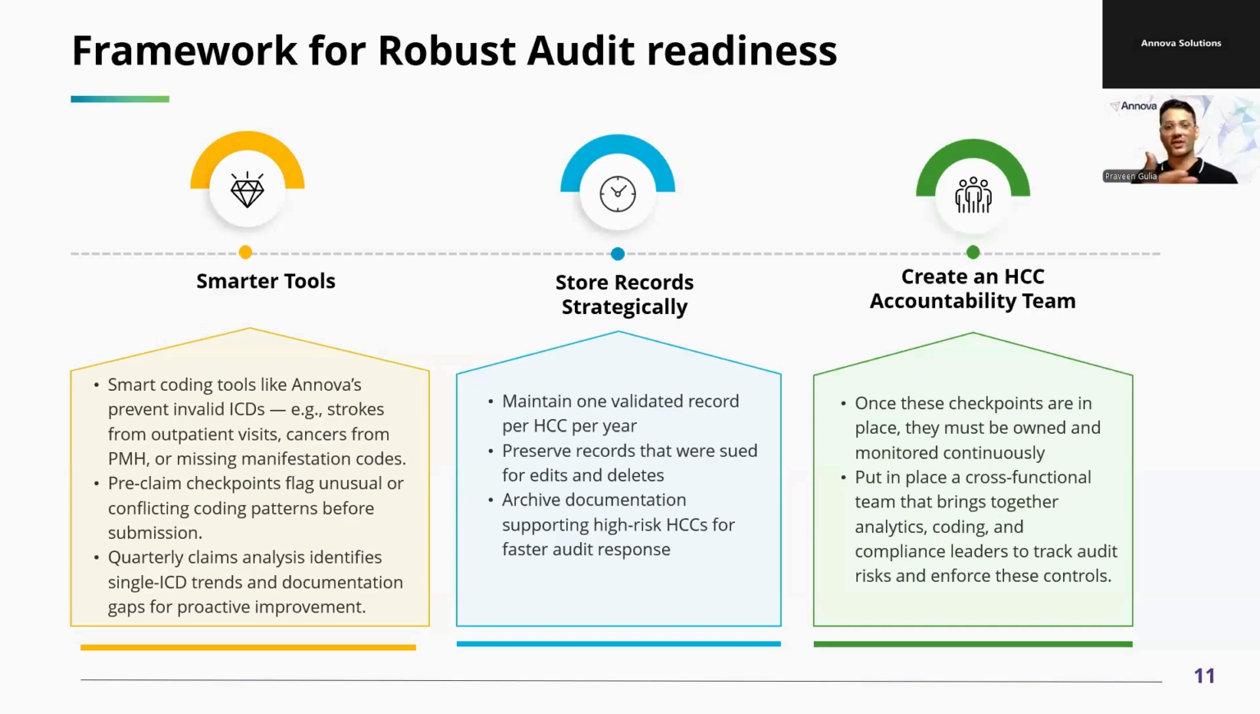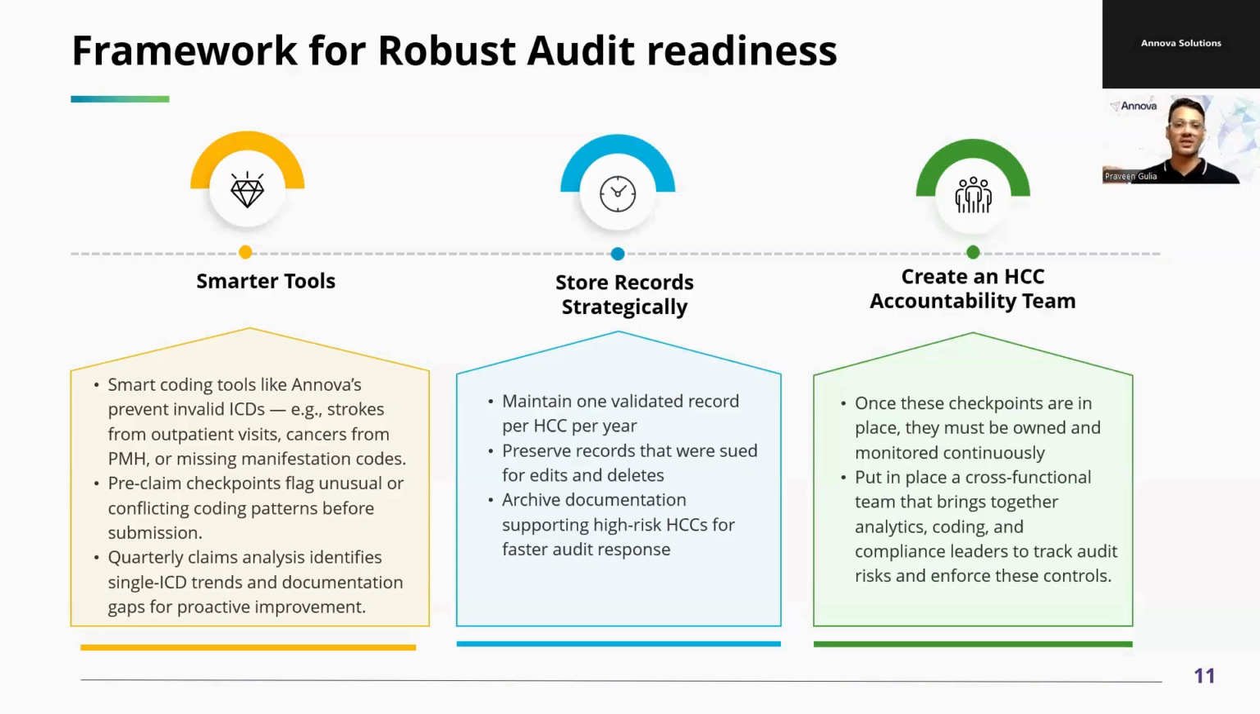Manifestation codes. We discussed hypertension with heart failure. If a coder is going to code hypertension with heart failure by mistake, by mistyping, obviously there is no associated heart failure code. So our tool is built in a way that it will not allow the coder to submit that code without the manifestation code. You cannot submit hypertensive heart failure without a heart failure code. You cannot submit hypertension with chronic kidney disease without a chronic kidney disease code, right?